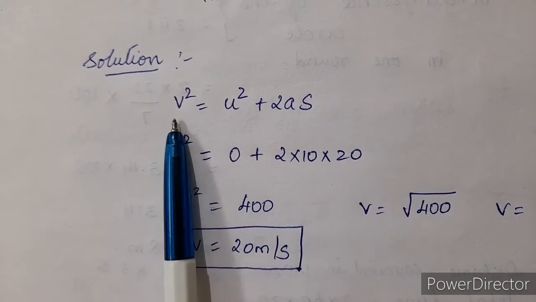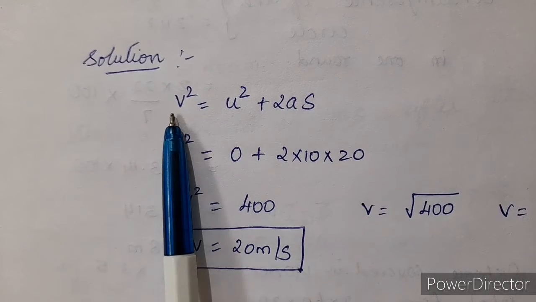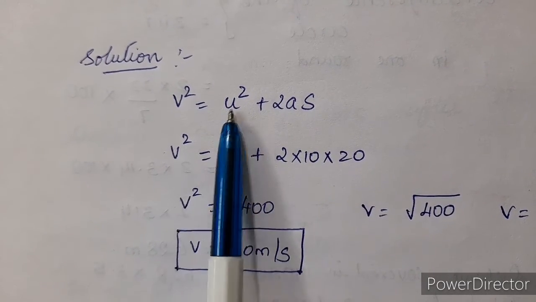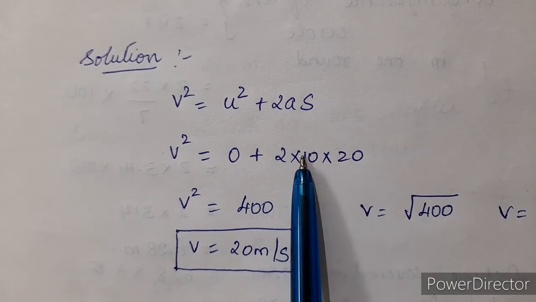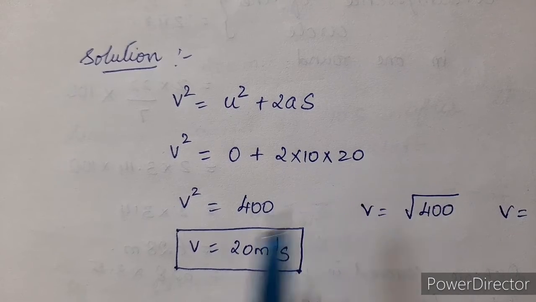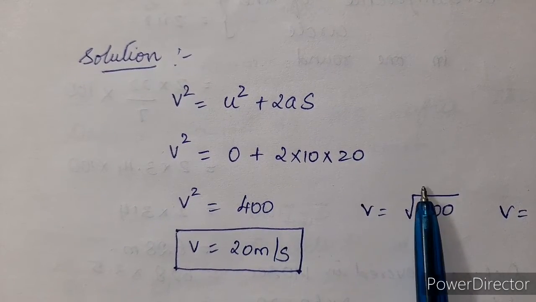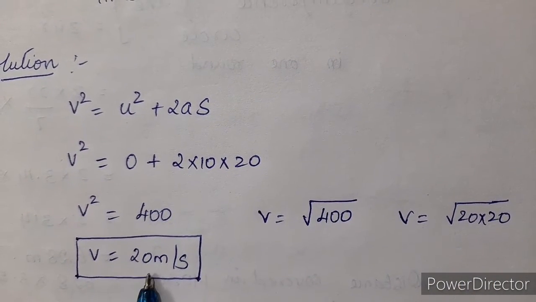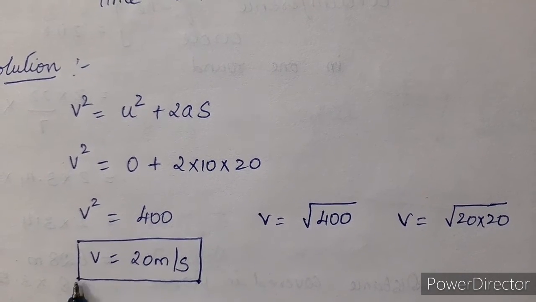Now here we are going to use the third equation of motion. So this is the third equation of motion, isn't it? v square is equal to u square plus 2as. v square is equal to initial velocity 0 plus 2 into acceleration, which is 10, into the distance, which is 20. So v square is equal to, when you multiply, you will get 400. So v is equal to square root of 400. So this can be written as 20 into 20, isn't it? So v is equal to 20 meter per second. So this is the final velocity.